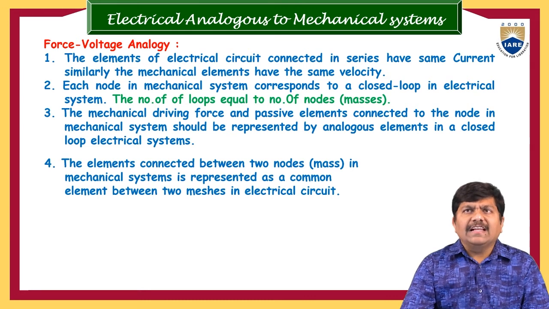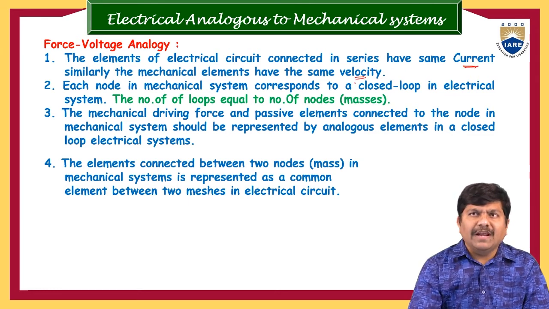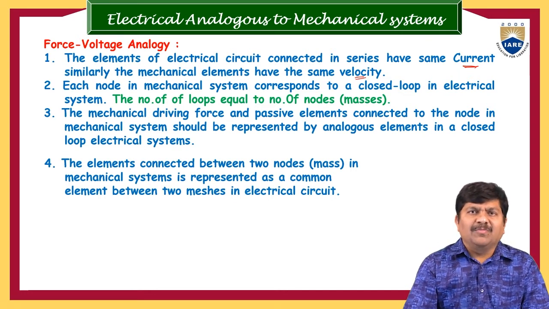The elements of electrical circuits connected in series have the same current. Similarly, the mechanical elements have the same velocity, because this current is analogous to what? Current is analogous to the velocity. So, that made me write this statement. And each node in the mechanical system corresponds to a closed loop in the electrical system. So, the number of loops is equal to the number of nodes. Those are nothing but the masses in the mechanical systems.